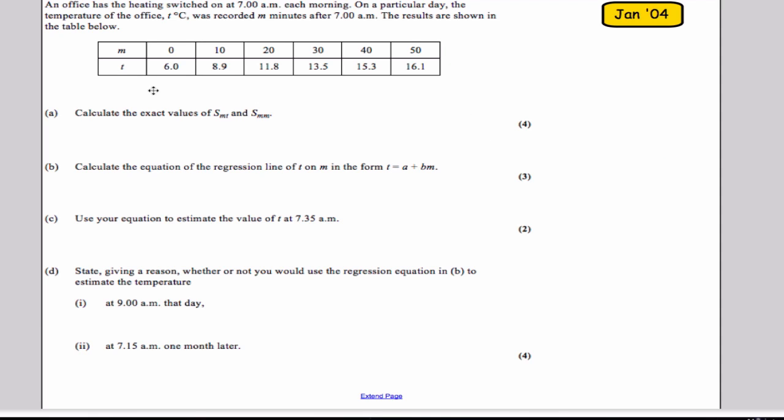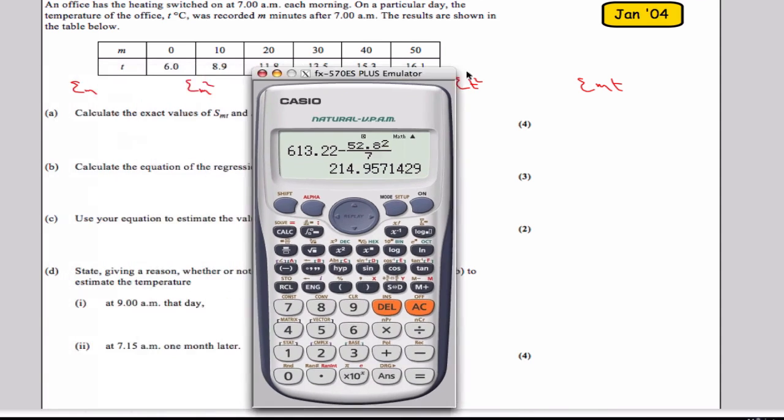Alright, so we're going to have to work out, there's a few things we need to calculate here. We need the sum of M. I'm going to need the sum of M squared. I'm going to need the sum of T. I'm going to need the sum of T squared. And I'm going to need the sum of MT.